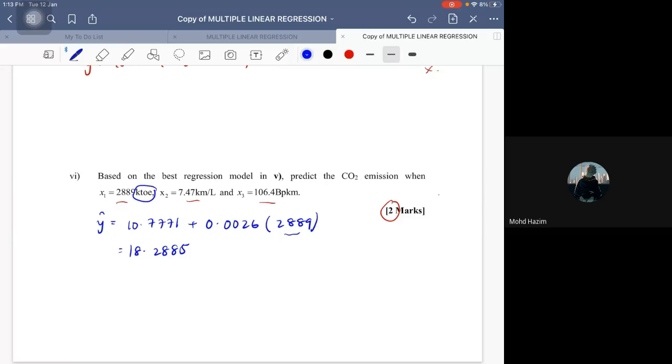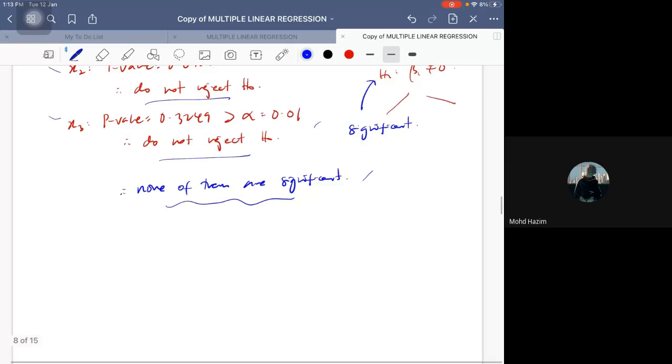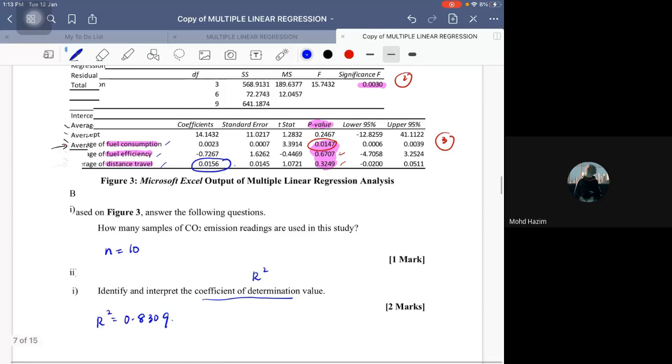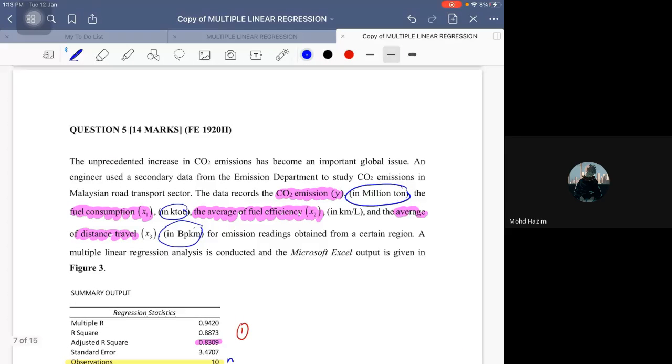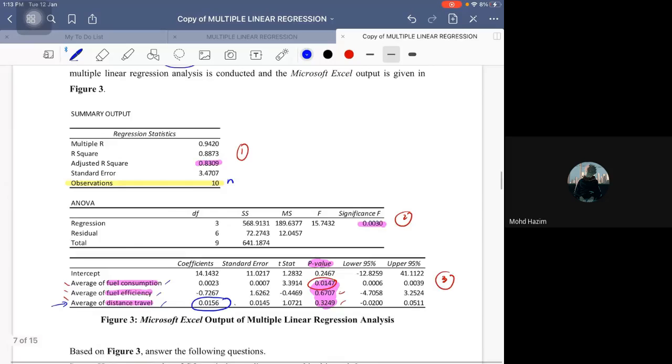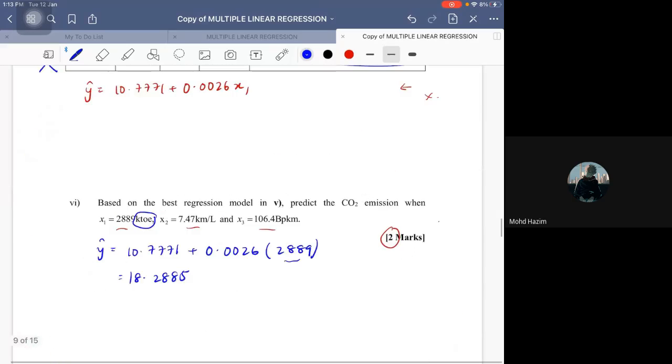Of course, you have to mention what the unit of this is. We've seen this before: the unit of CO2 emission is going to be in million ton. So this is going to be million ton. Okay, so that is going to be the value of that.